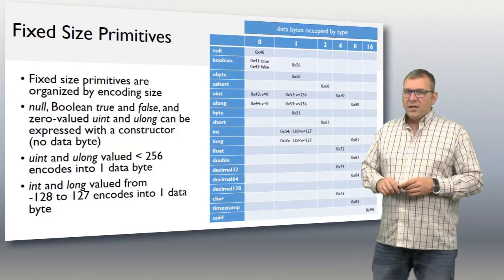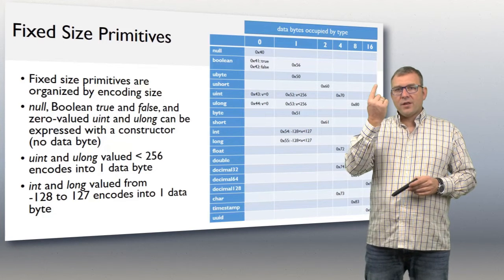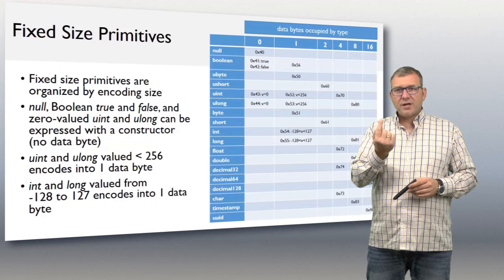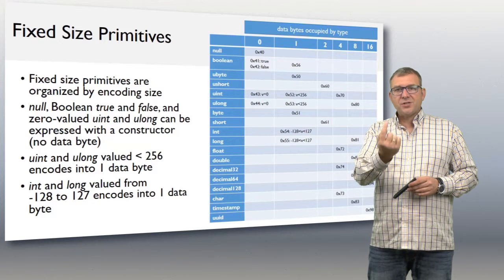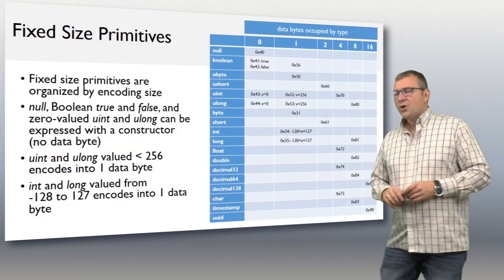So the null is encoded without any data byte. A null is hex 40 with just the constructor, and there's no data following. So the constructor itself expresses null, and null is a distinct type that applies to all other types.